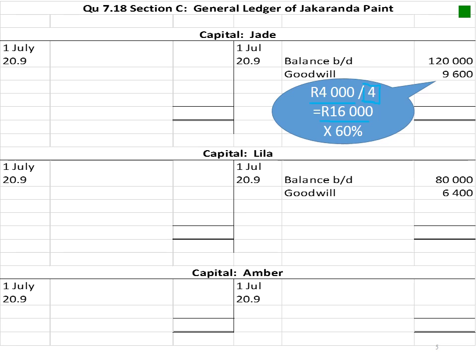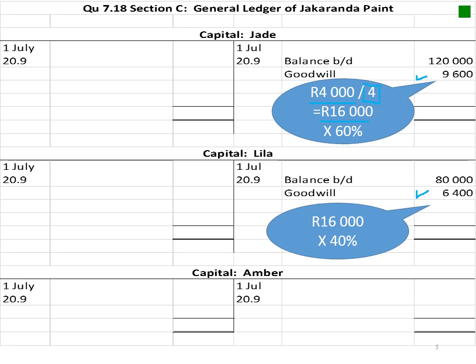So the total value of goodwill up until the point Amber joins that's been generated by Jade and Lilla is 16,000 Rand. We're going to create an asset in the books of the partnership: debit goodwill with 16,000, credit Jade with his portion of the goodwill that was created, and credit Lilla with her portion of the goodwill that was created, which is 40% of the calculated goodwill amount.